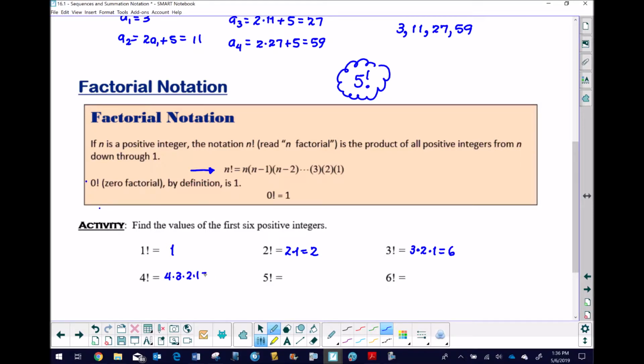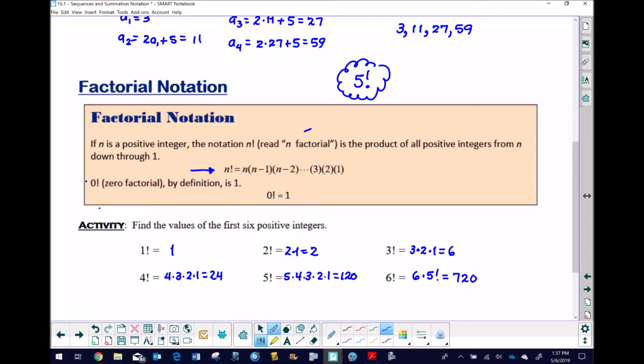24. It's kind of nice if you guys could have these memorized down the road. We see them in calculus in both years. 5 factorial is 5, 4, 3, 2, 1, which is 120. And if you want to make this go fast, 6 factorial, think about it, guys. Isn't 6 factorial just 6 times 5 factorial? Think about it. True? It is, right? Take 6 times 120 and you get 720.